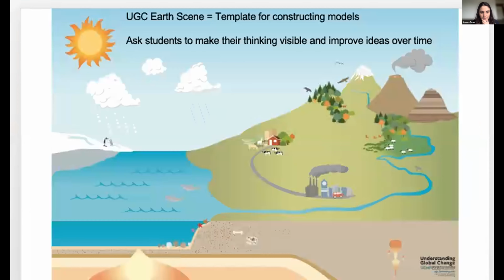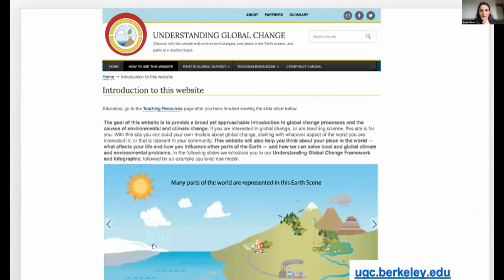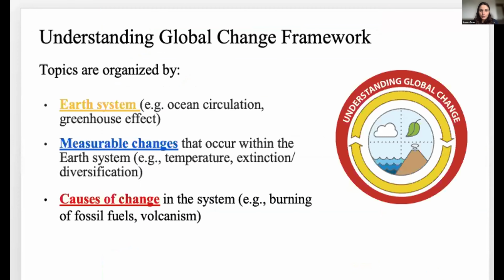You can see throughout our website that we use this Earth scene. It's supposed to be a generic ocean-to-mountain scene that represents a lot of different places on the Earth. It provides a place where you can put your ideas about interactions and relationships and how the Earth system works. You'll see this Earth scene that we use for modeling throughout the presentation, and it can be used and edited and altered in a lot of different ways. From our main page, you can get to this introduction of the site, which will introduce you to this Earth scene and some of the other tools that we use, including our framework.